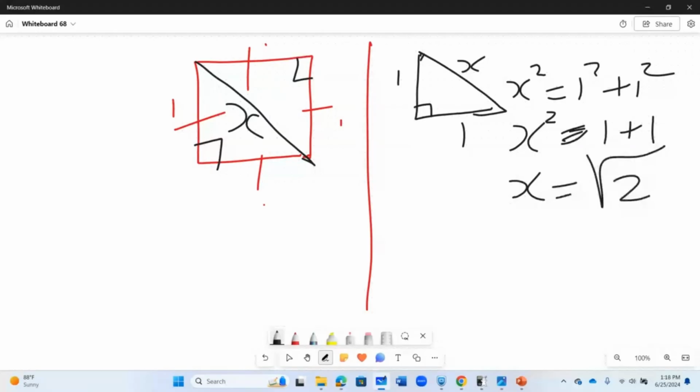I don't want to put plus or minus here. I already emphasized that length is not allowed to be negative. Therefore, the length of the hypotenuse is the square root of 2.